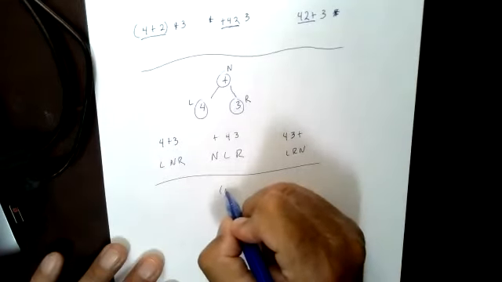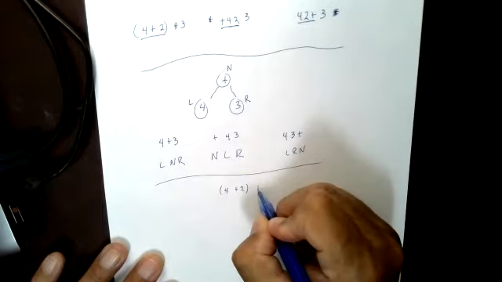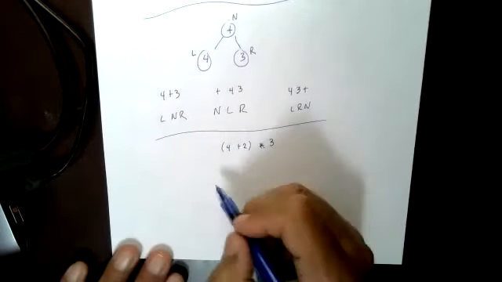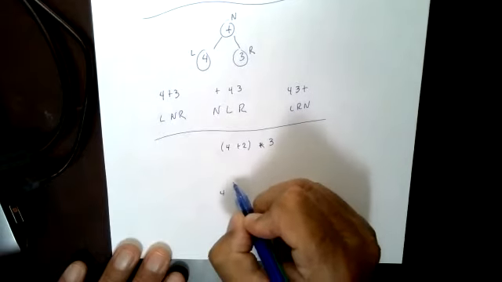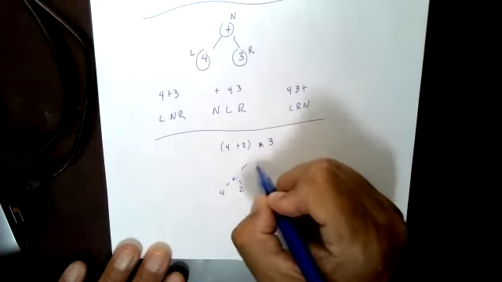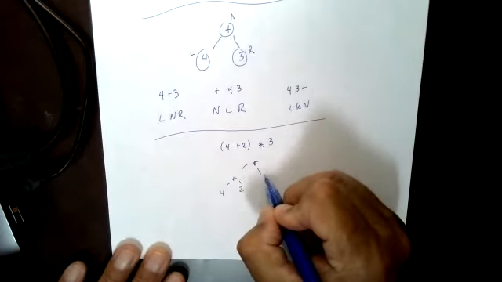All right, so let's take a look at this harder one. 4 plus 2 times 3. In order to draw its binary tree, I know I'm going to do 4 plus 2 first, and then I'm going to multiply that by 3.